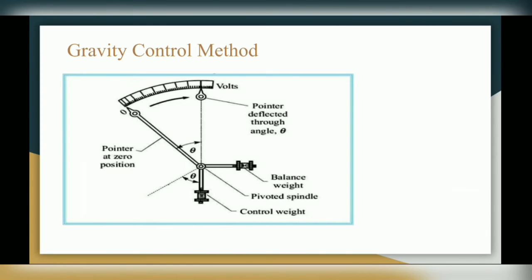Next method is the gravity control method. In the gravity control method, to produce the controlling torque, one control weight is provided in the instrument. So here you can see the control weight and the balance weight. The balance weight is used for balancing the weight of the pointer, and the control weight is used for controlling purpose.